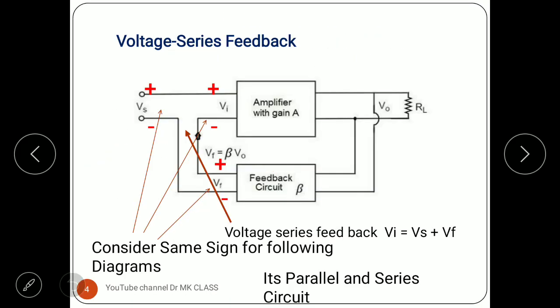This is the first diagram, where I have taken voltage series feedback. This is the open loop amplifier with gain A, and this is the feedback network, the feedback circuit, whose gain is noted as beta. This is Vo, the output voltage, and this is Vin. This diagram is quite complicated, so don't be confused by these pictures. If you understand this one, you can draw the others as it is.